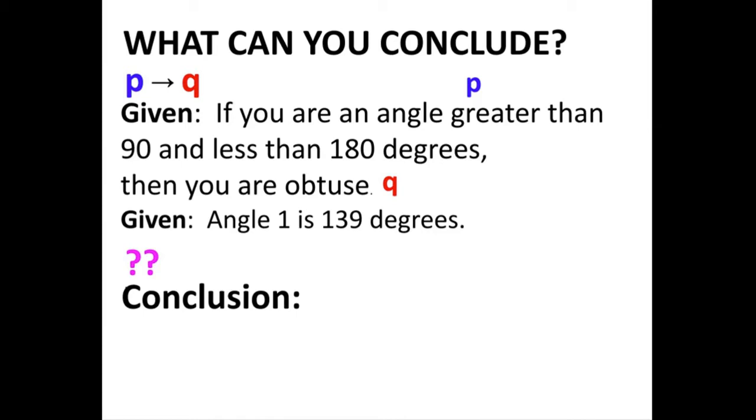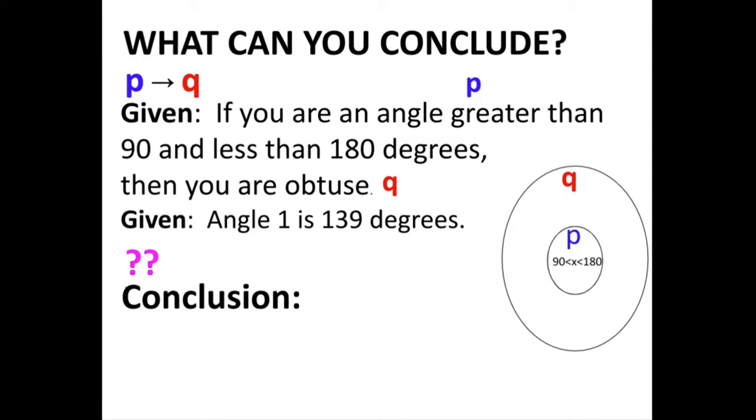Before I do anything else, I'm going to go ahead and make my diagram so I get a real good idea of where everything lines up. I don't know if you want to call it my Venn diagram, but I know my hypothesis. I'm going to write that in my inner circle. That's where I start. The hypothesis is that the angle is greater than 90 but less than 180. And my conclusion, notice, goes in the bigger outer part of the circle. My conclusion is you're an obtuse angle.